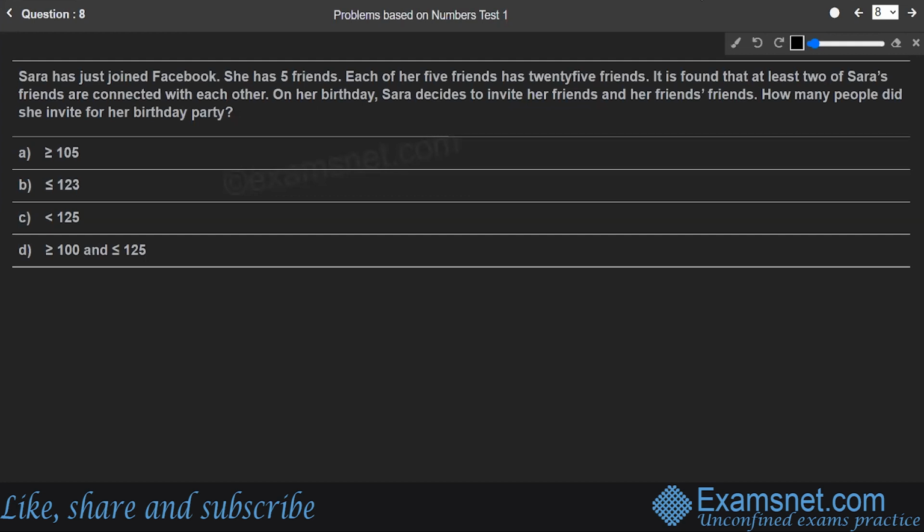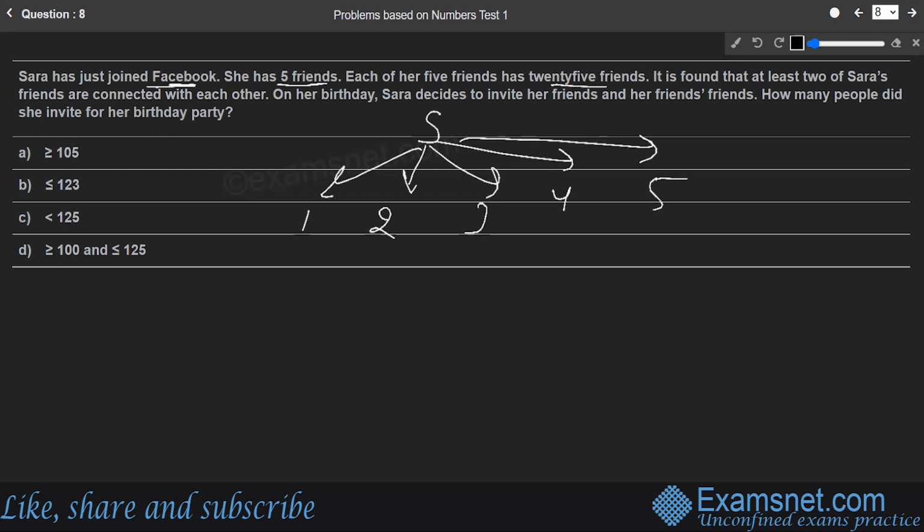Okay, so the question says Sarah has just joined Facebook. She has 5 friends. Each of her 5 friends has 25 friends. So it's like this. Sarah is here. She has got 5 friends, 1, 2, 3, 4, and 5. And each of her 5 friends has 25 friends, so each of them has got 25 friends in all, and each of them is on Facebook itself.